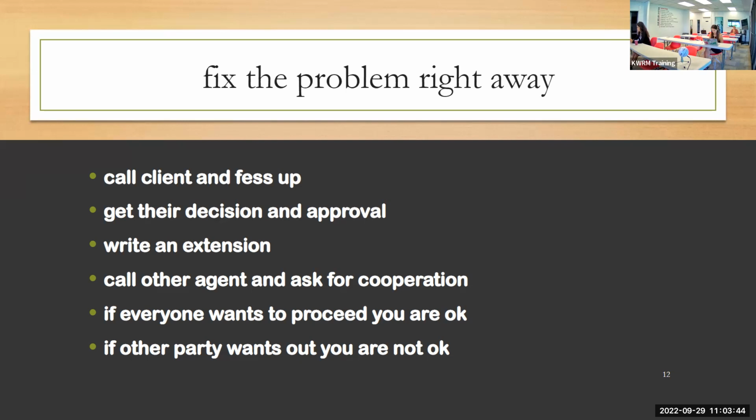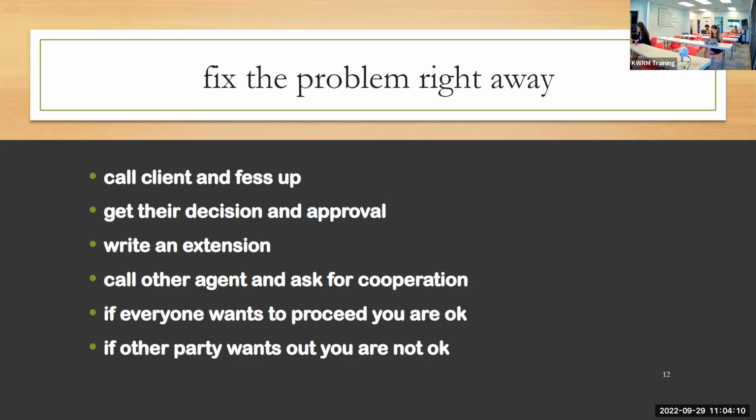So we need to call our client and we need to fess up, or make it really clear: you are now in default of this contract and I don't want you to be there. So I would like us to fix this and just extend this particular contingency, so we get their decision and their approval to go ahead and do that. We write the extension, the amendment. We call the other agent and we ask for their cooperation, right?